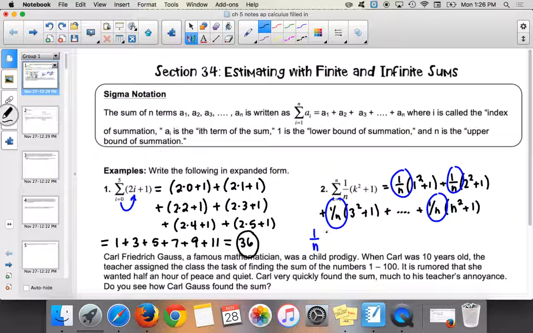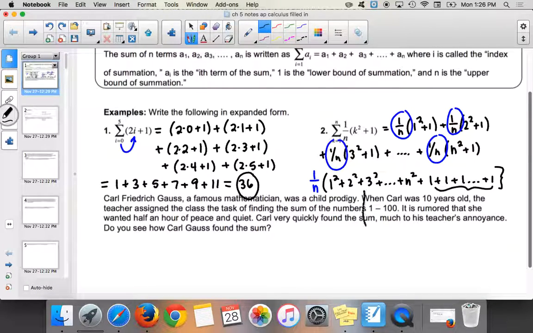So what we're going to do is rewrite it. I have 1 squared plus 2 squared plus 3 squared all the way to n squared. And then I have 1 plus 1 plus 1. How many times do I have 1s? n times. So if you wanted to write this in a simpler way, it would be 1 over n times the summation of i squared, which we'll just write as 1 squared plus 2 squared plus up to n squared, plus n. And there's lots of things that you can do with this to make it even simpler. So there are summation formulas.